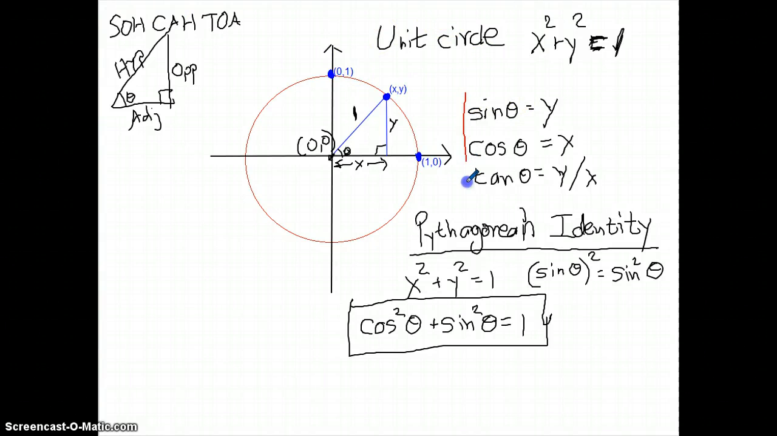Yeah, as well as these. So these and your Pythagorean identity. Those are very important to remember.